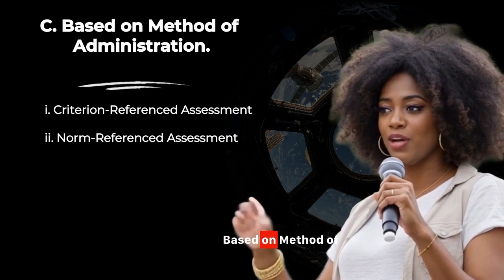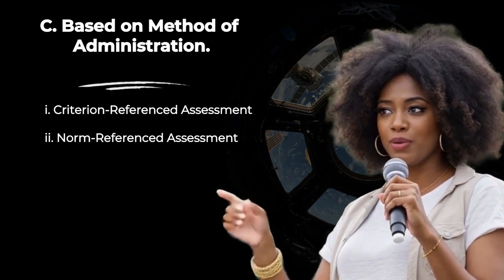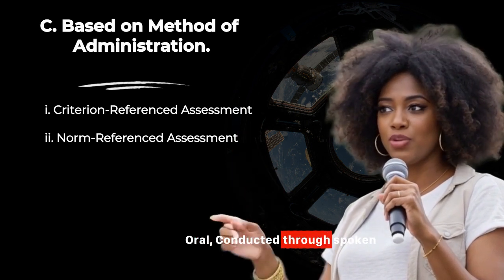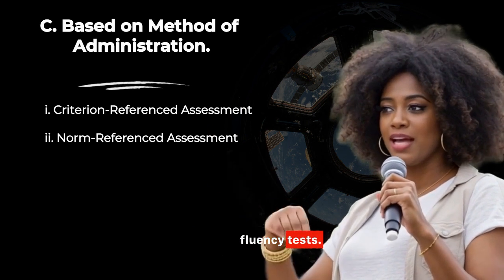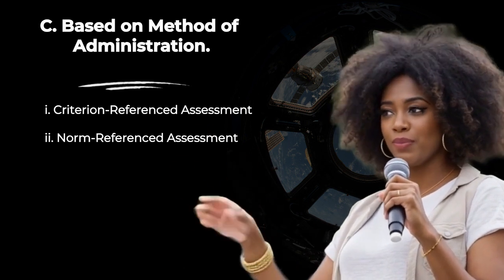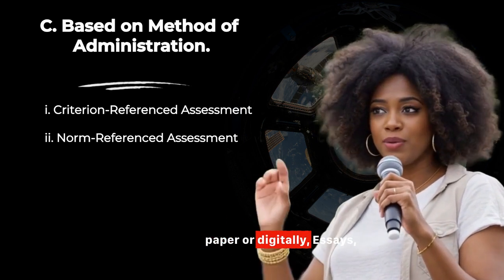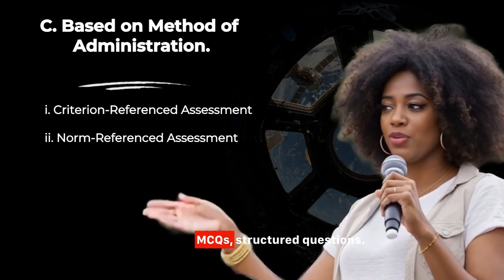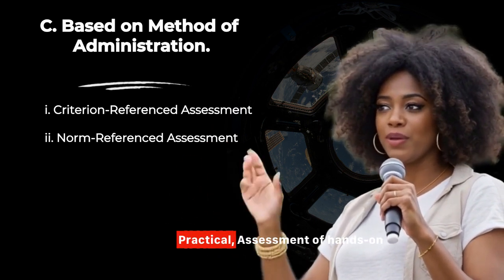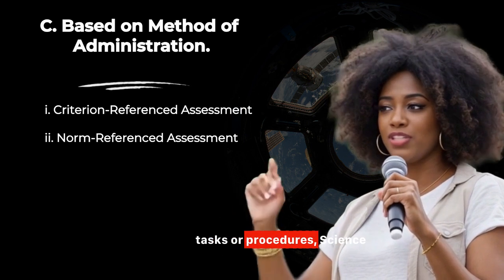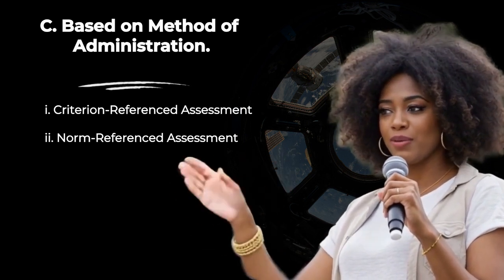C. Based on method of administration. Type, description, and example. 1. Oral. Conducted through spoken interaction, e.g., viva exams, reading fluency tests. 2. Written. Responses recorded on paper or digitally, e.g., essays, MCQs, structured questions. 3. Practical. Assessment of hands-on tasks or procedures, e.g., science experiments, typing speed tests.